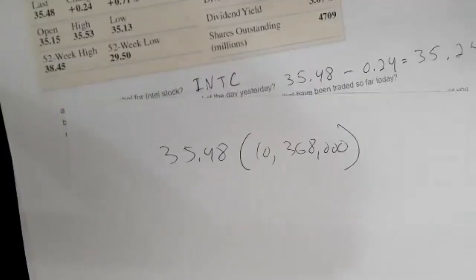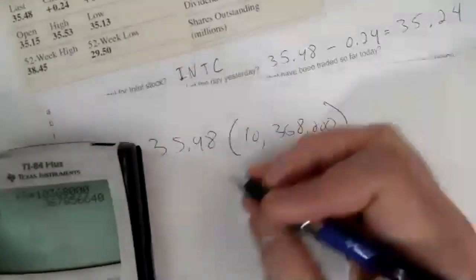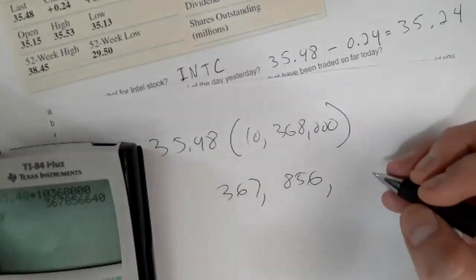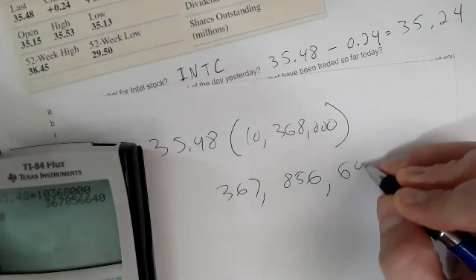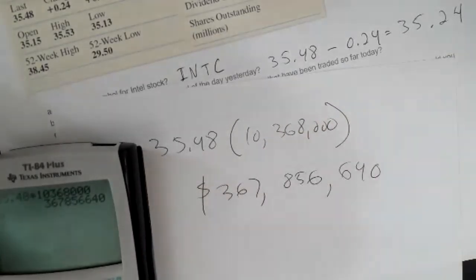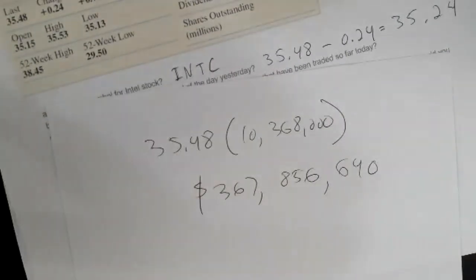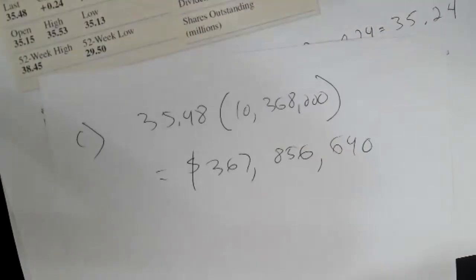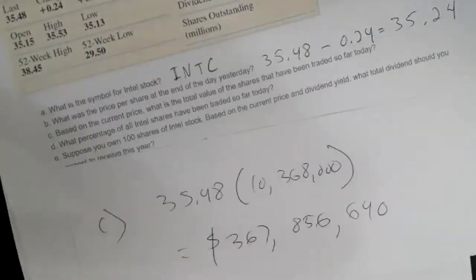So the book is even less specific than I am, if I'm being honest. They're going 367.86 million. They said 368 million in the back of the book. If you want something more exact, it's 367,856,640, right? Yep, that's what I got. So this is part C, I believe.